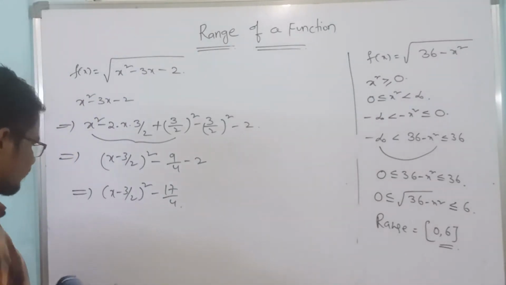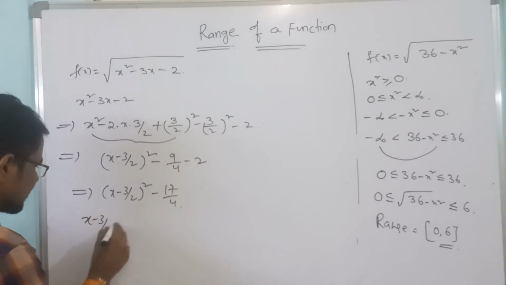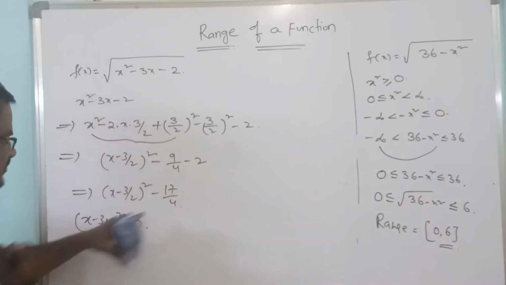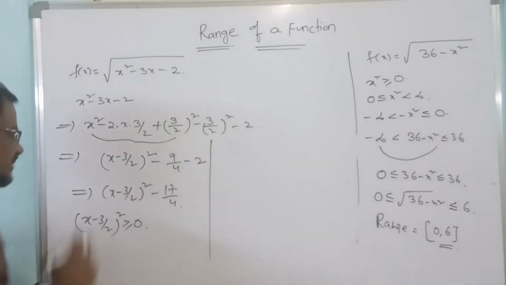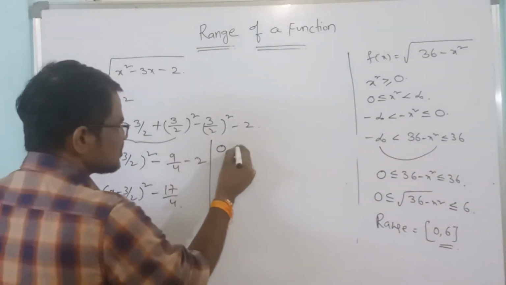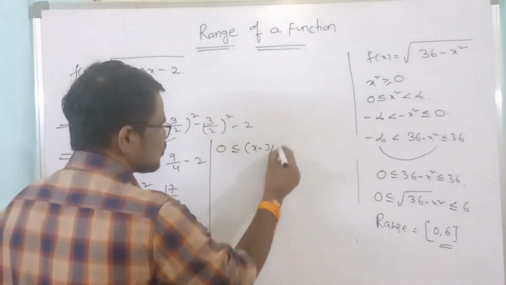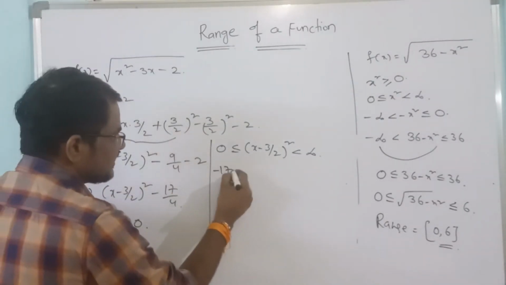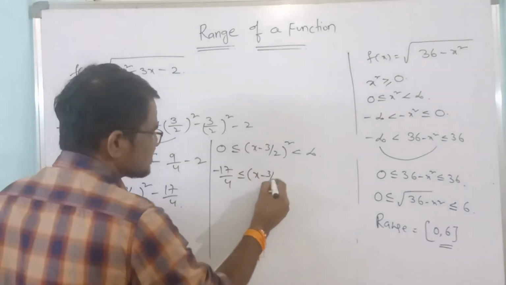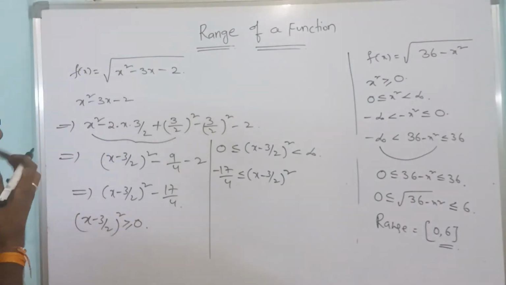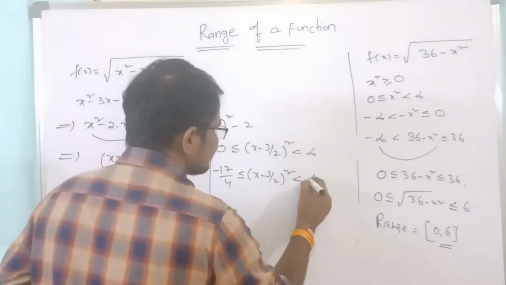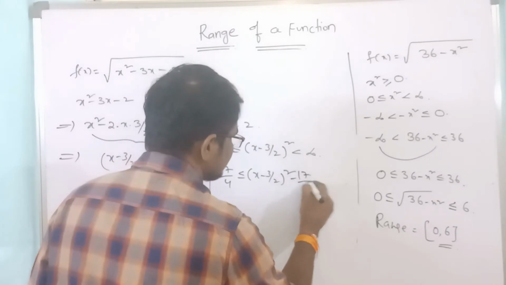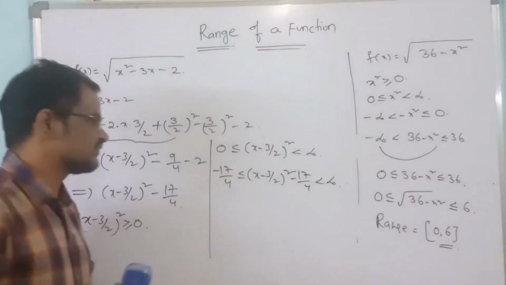Now here we know that (x minus 3/2)² is greater than or equal to 0. Right? Now subtract 17/4. So this can be written as 0 less than or equal to (x minus 3/2)² less than infinity. Now minus 17/4 less than or equal to (x minus 3/2)² minus 17/4 less than infinity, right? Here we have to write minus 17/4 less than infinity.